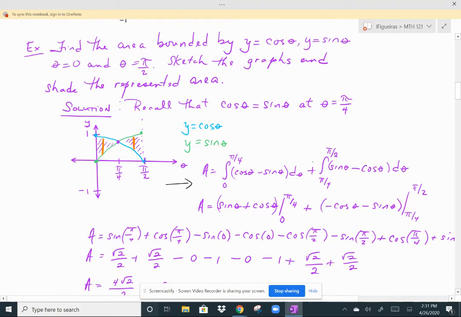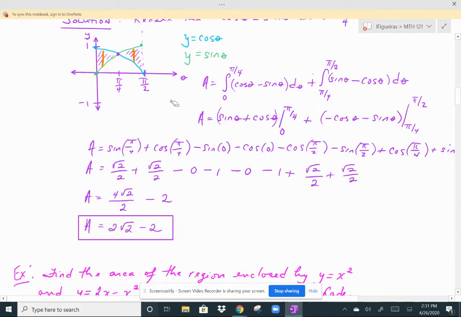All right, so in line 2, you're taking the antiderivative. The antiderivative of cosine is sine. The antiderivative of minus sine is positive cosine, and we evaluate that from 0 to pi over 4. So move on to the second integral. The antiderivative of sine is negative cosine.